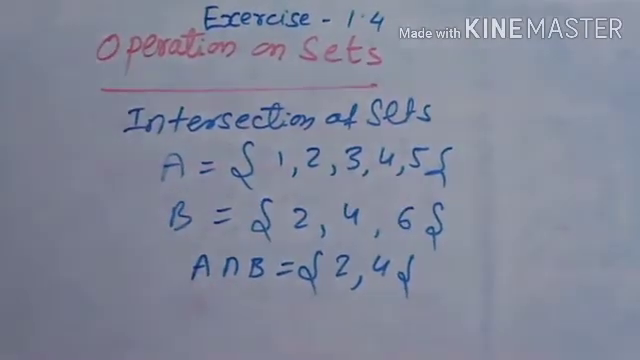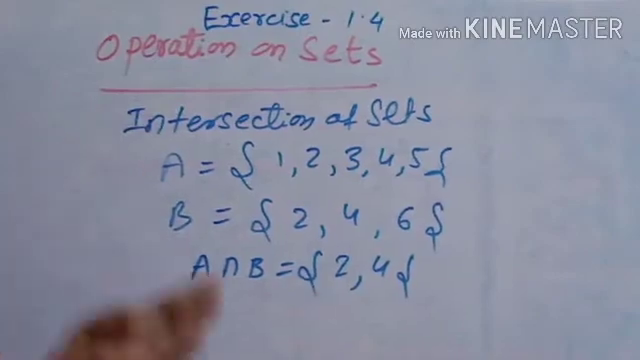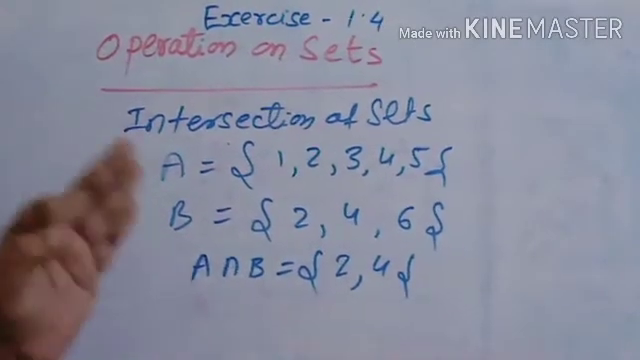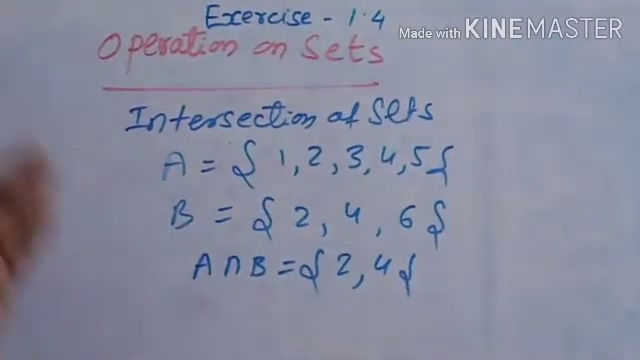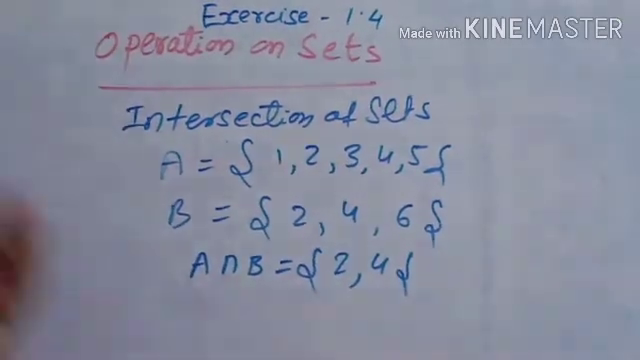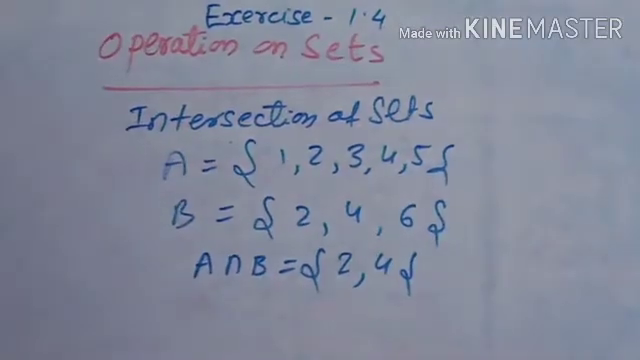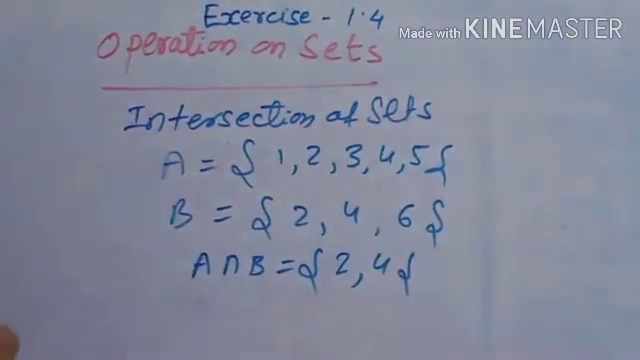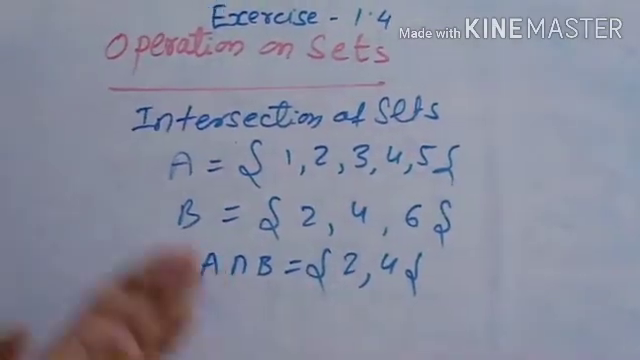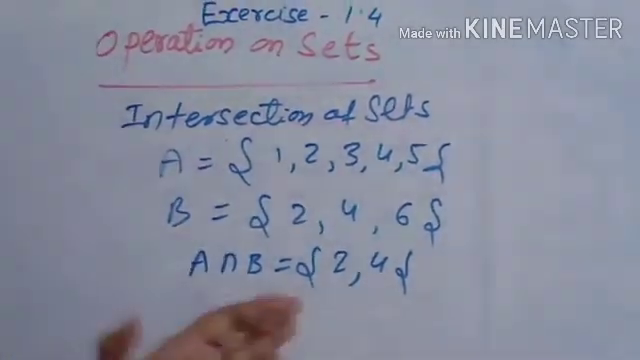So students, intersection of sets means the elements which are present in both the sets, that is A and B, is called the intersection of sets. जो एलिमेंट दोनों सेट्स में प्रेजेंट होगा उसको हम इंटरसेक्शन ऑफ सेट्स बोलते हैं.